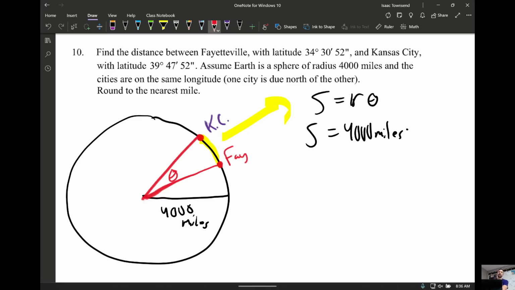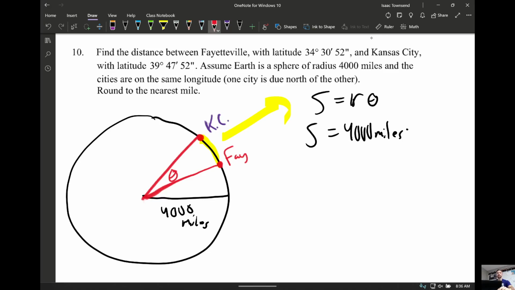Okay, let me simplify the numbers. Let's say that this was at 30 degrees and this was at 35 degrees. Then how much of an angle would they have between them? 5. You're just going to subtract them, right? The problem is, subtracting degrees, minutes, and seconds from degrees, minutes, and seconds, first off, it is possible, but it's kind of a pain to do.